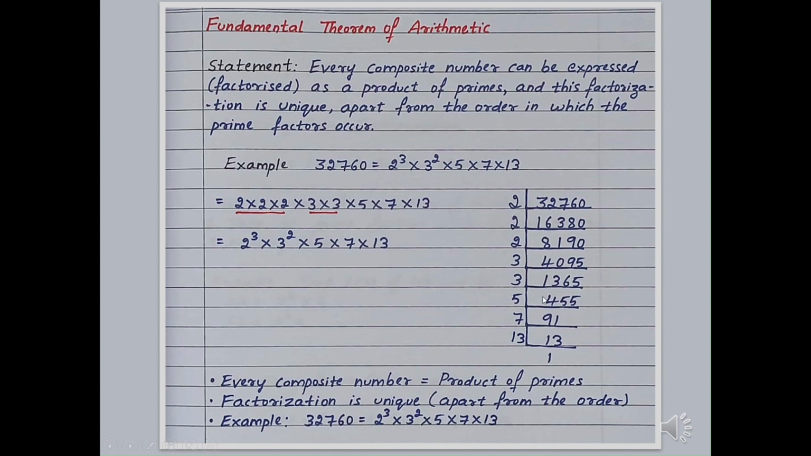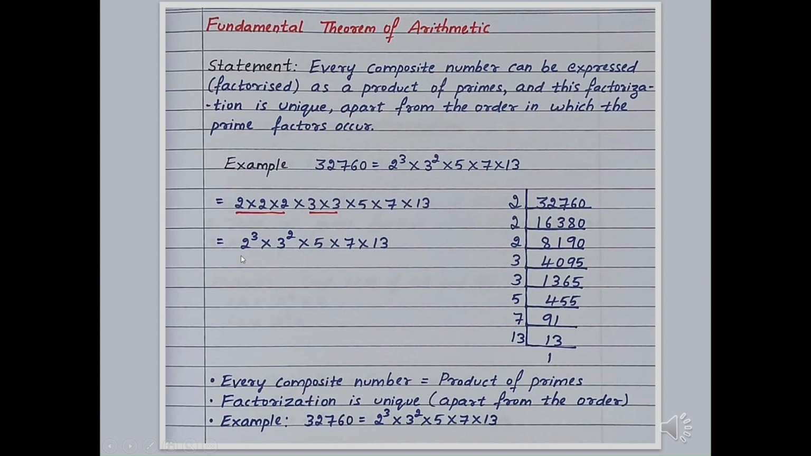Dividing by 3 gives 1365. Again dividing by 3 gives 455. Next, 455 is divisible by 5, which gives 91. Now 91 is divisible by 7, which gives 13. And finally 13 is a prime number, so we stop here. So if we collect all the prime factors, we can write 32760 as 2 into 2 into 2 into 3 into 3 into 5 into 7 into 13.